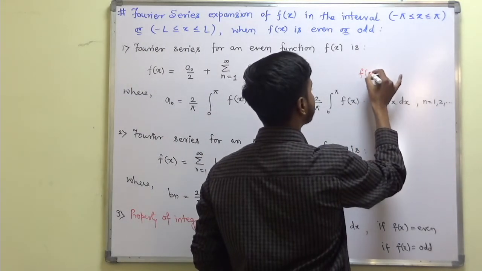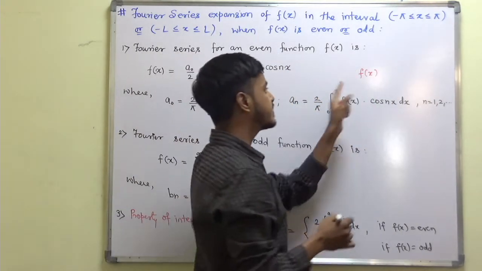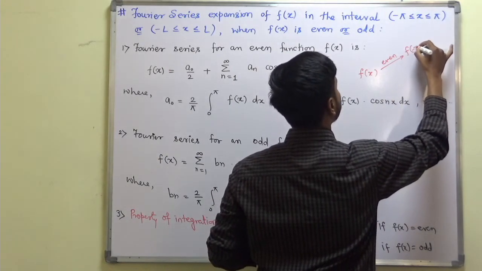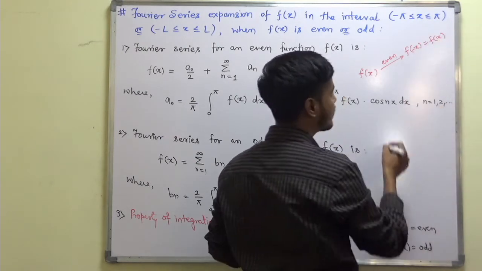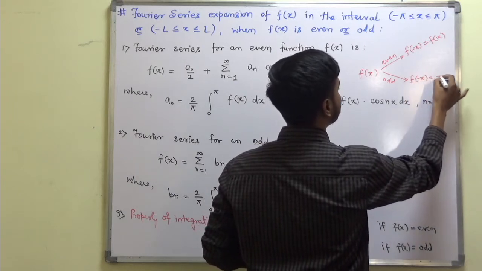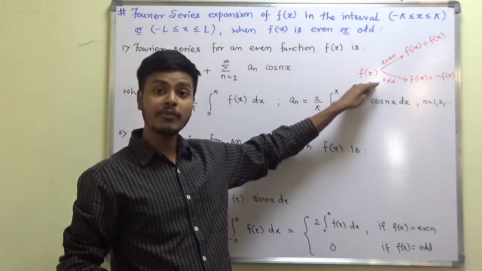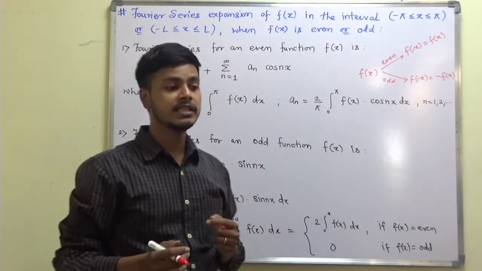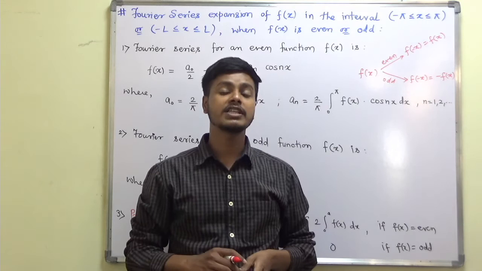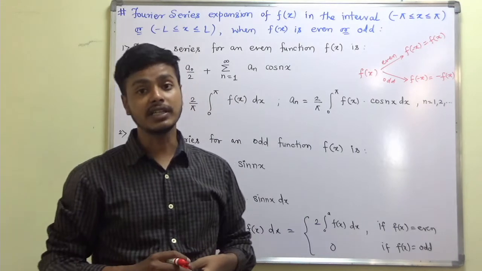Suppose you have a function f of x. Then this function is said to be even if f of minus x is equal to f of x, and said to be odd if f of minus x is equal to minus f of x. This you know already. Now I am going to tell you two very important things. Sometimes the function is given to you and you cannot predict whether it is even or odd. So in such cases you have to draw the graph.